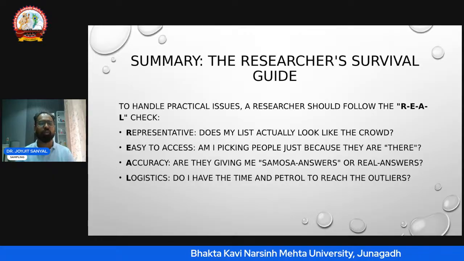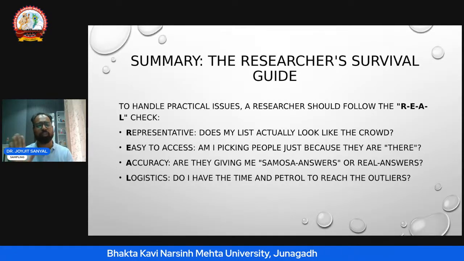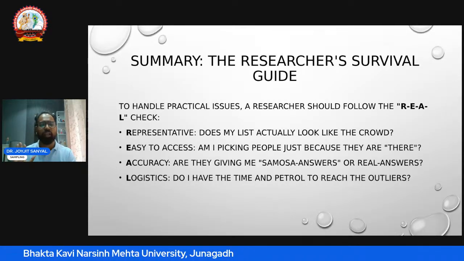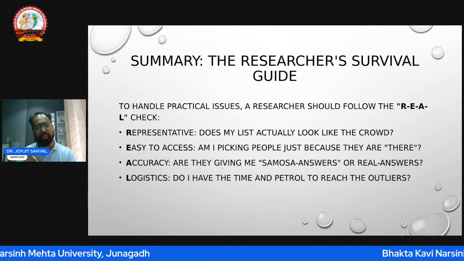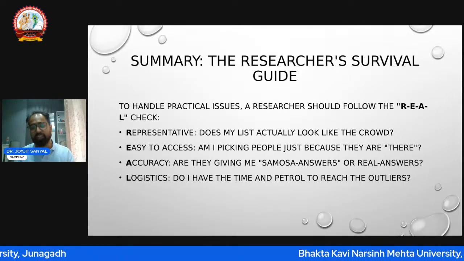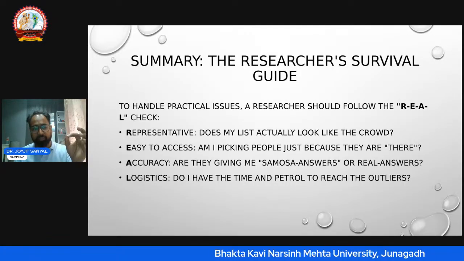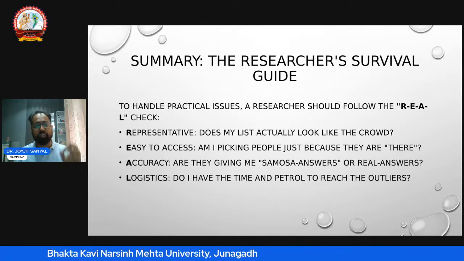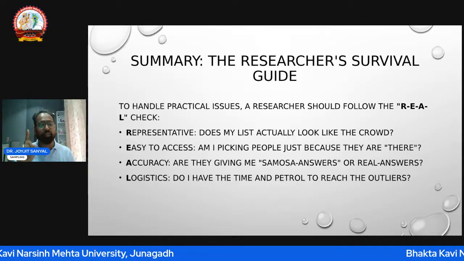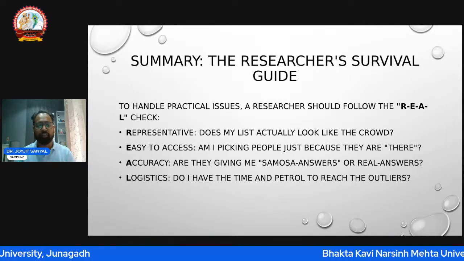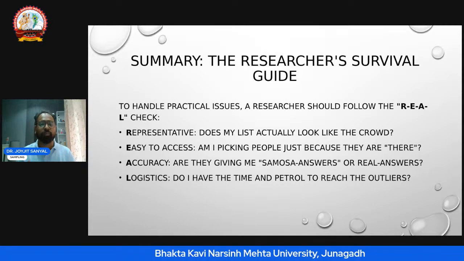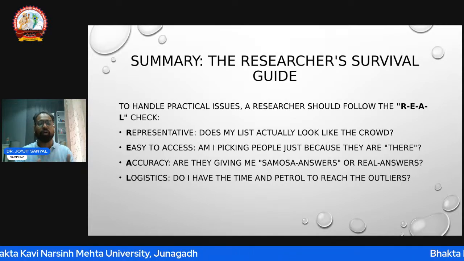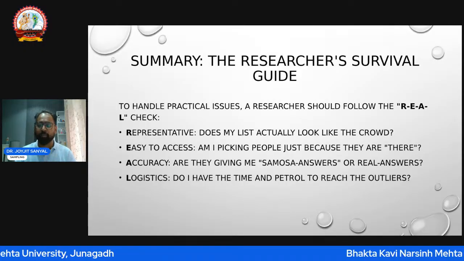And the last one, logistics. Do I have the time and petrol to reach the outliers? This is the question you need to ask yourself when you are selecting your study and your sampling frame. You need to look at whether you have enough logistics to reach the point from where you will be collecting the data. This is the REAL check you need to make before deciding on your study, before moving forward with a particular topic.